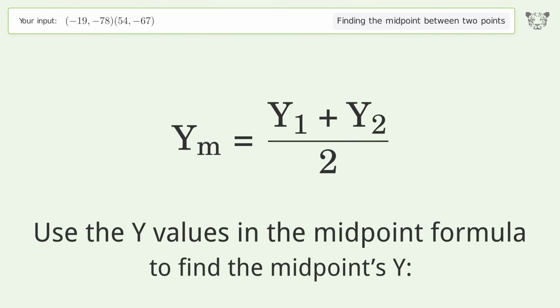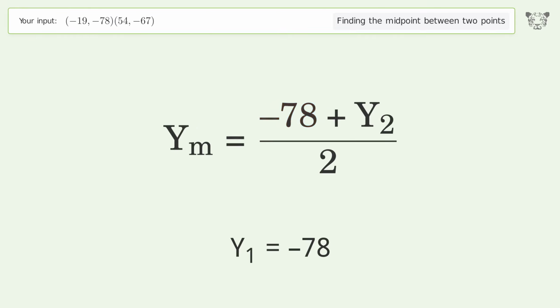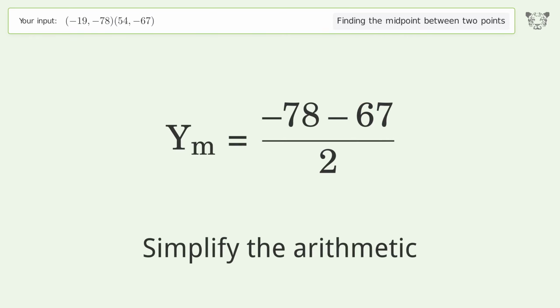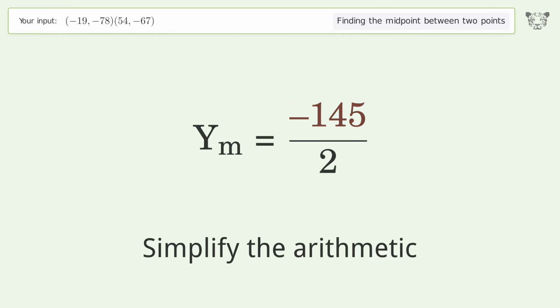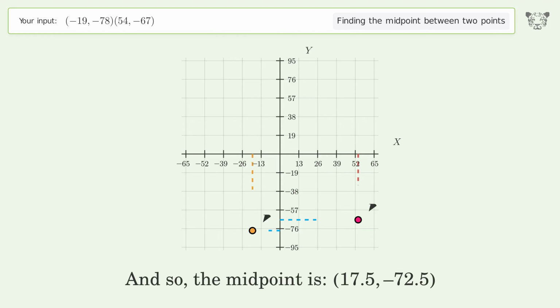Use the y values in the midpoint formula to find the midpoints y. y1 equals negative 78. y2 equals negative 67. Simplify the arithmetic. And so, the midpoint is 17.5, negative 72.5.